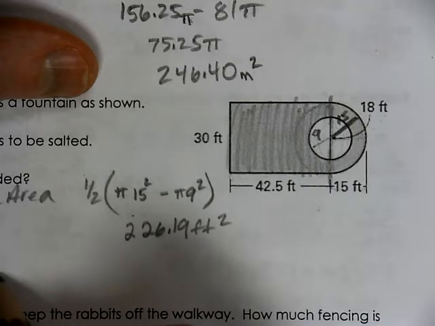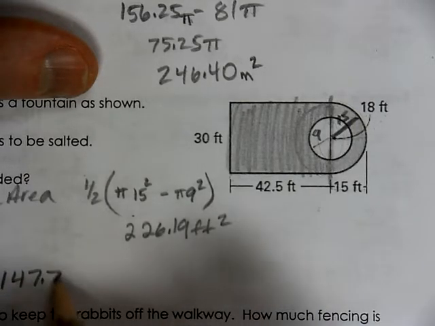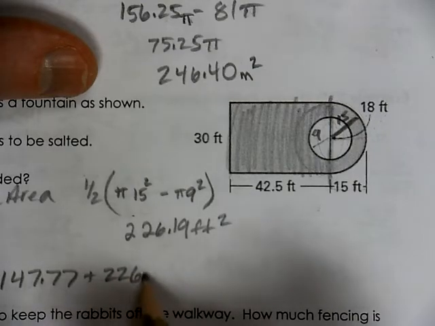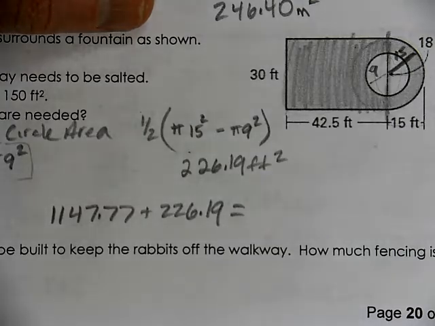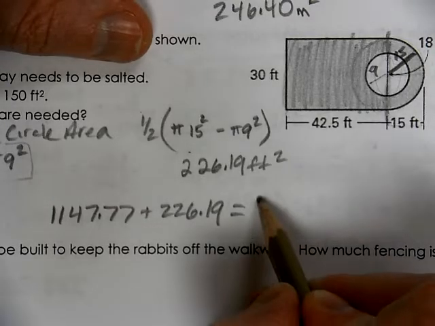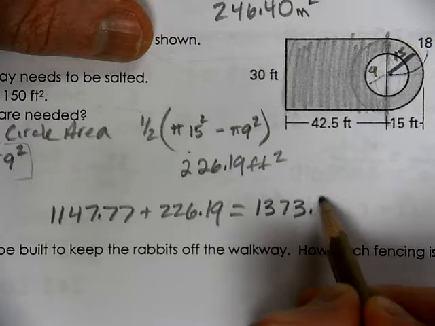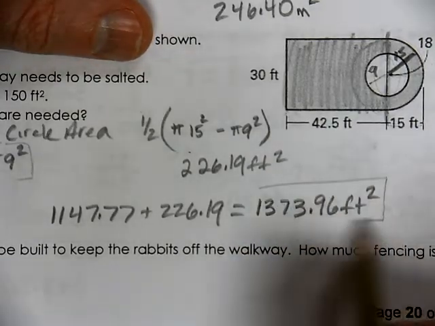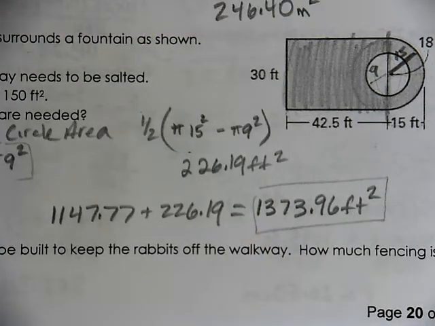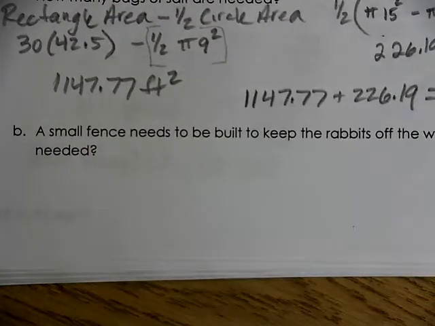So now we add those two numbers together. And when we add, we're going to get 1373.96 square feet. Whew. Next, we could talk about the probability. That'll be fine. All right, last one.